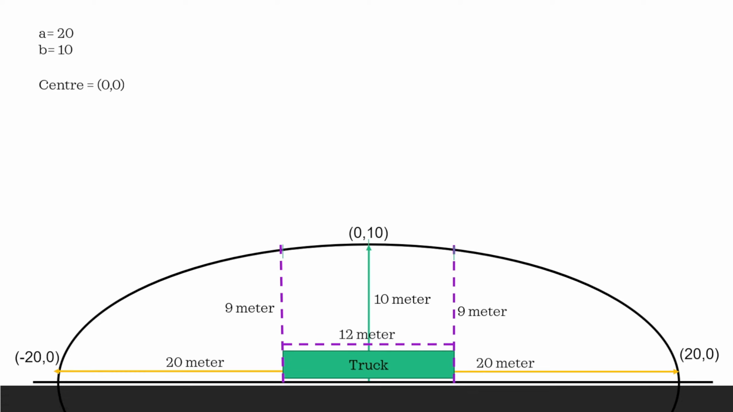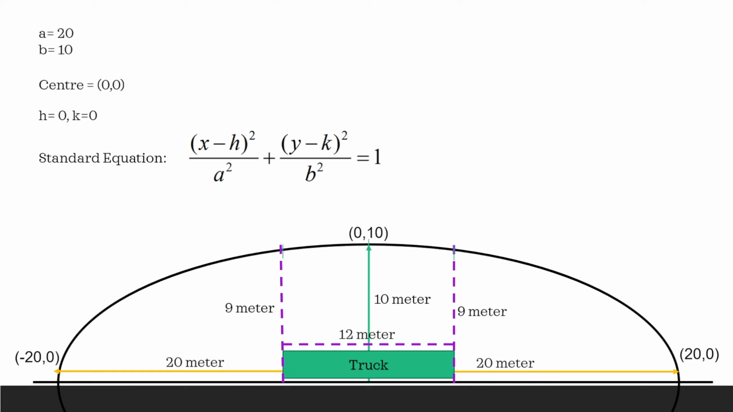Okay, it's my turn now, and thank you for explaining the question. So I will solve the following working steps. So we already know that the center is (0, 0). So we can assume that h is equal to 0 and k is equal to 0. So just substitute the data we're getting into the equation. So we can get (x minus 0) squared divided by 20 squared plus (y minus 0) squared divided by 10 squared is equal to 1.